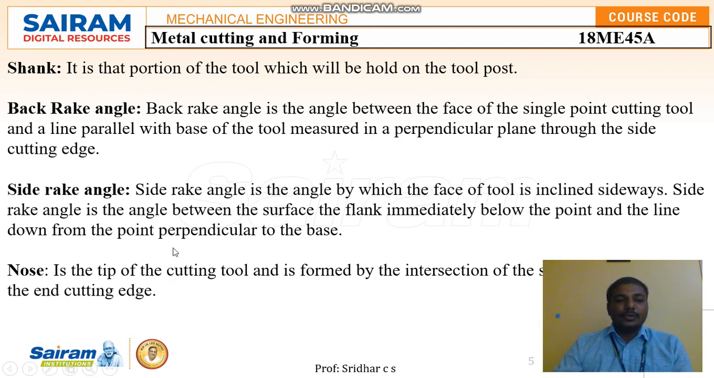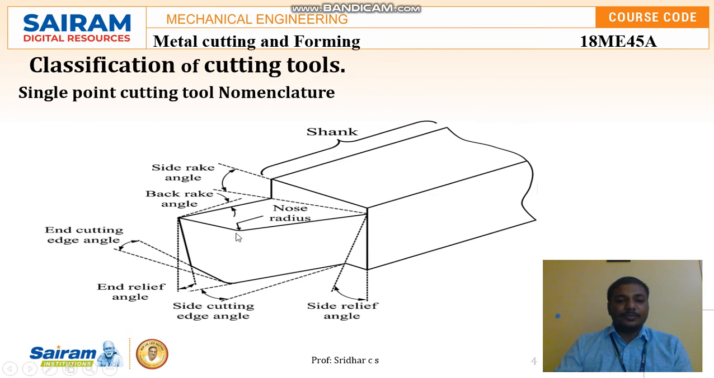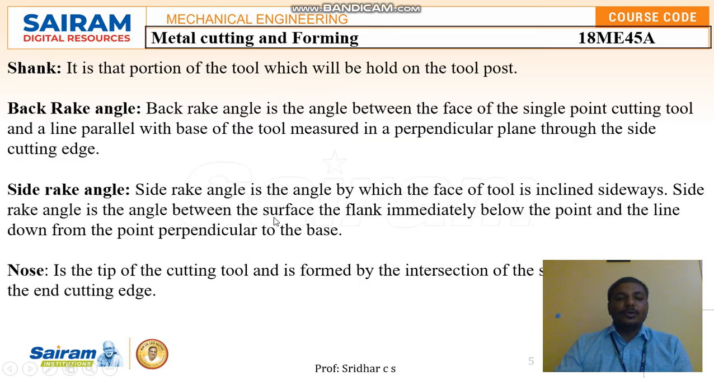Now the nose. The nose is the tip of the cutting tool, and it is formed by the intersection of the side cutting edge and the end cutting edge. Here you can see this nose, and this portion is what we call the nose radius. The nose radius is the tip of the cutting tool, formed by the intersection of the side cutting edge and the end cutting edge.